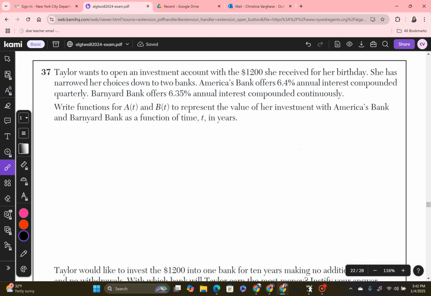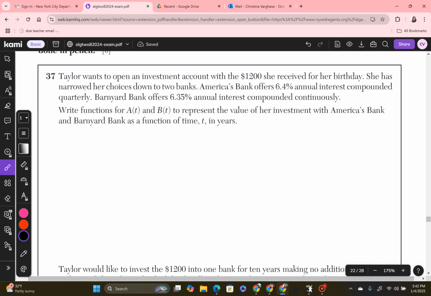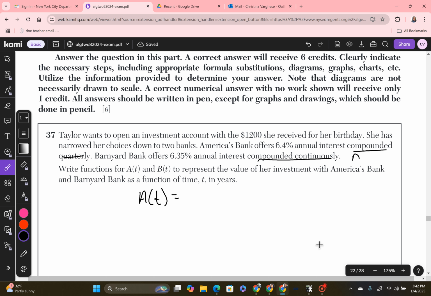All right, so we've done something like this in Delta Math, and there are two types of compounding. There's compounding quarterly and compounding continuously. So we have two functions. We have A of t is equal to, and remember, when it's compounding continuously, we're going to use the formula A = Pe^(rt). When it's compounding any other way, we're going to use A equals P, parentheses 1 plus r over n to the nt power.